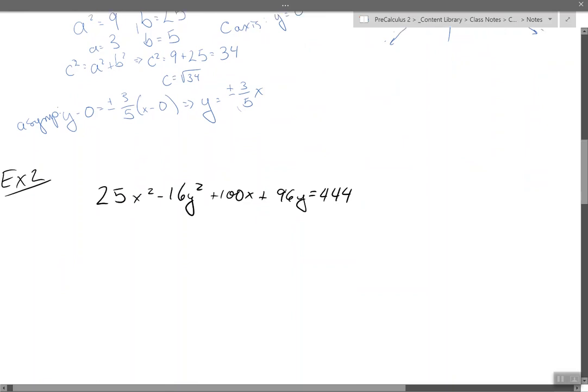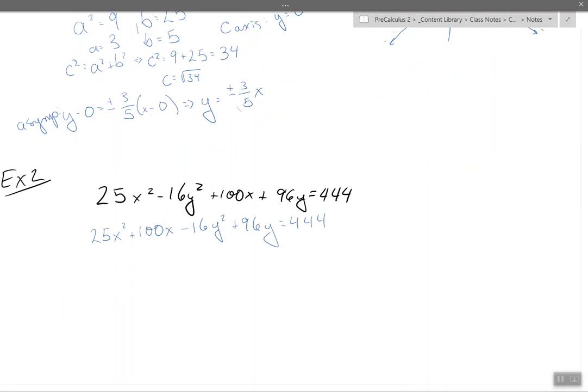Anyway, what we wanna do is what we've been doing. We wanna collect the x's, collect the y's, factor out anything we can, and then go through the completing the square process. So the x's are 25x squared and 100x. That negative stays with the 16 for the y squared, 96. Good thing is they do have common terms that can factor out: 4, 4, 4. Unfortunately, we're so close to being able to just factor something out of everybody. We're very, very close to being able to factor out a 4, but that x squared term is 25, so we can't do it there.